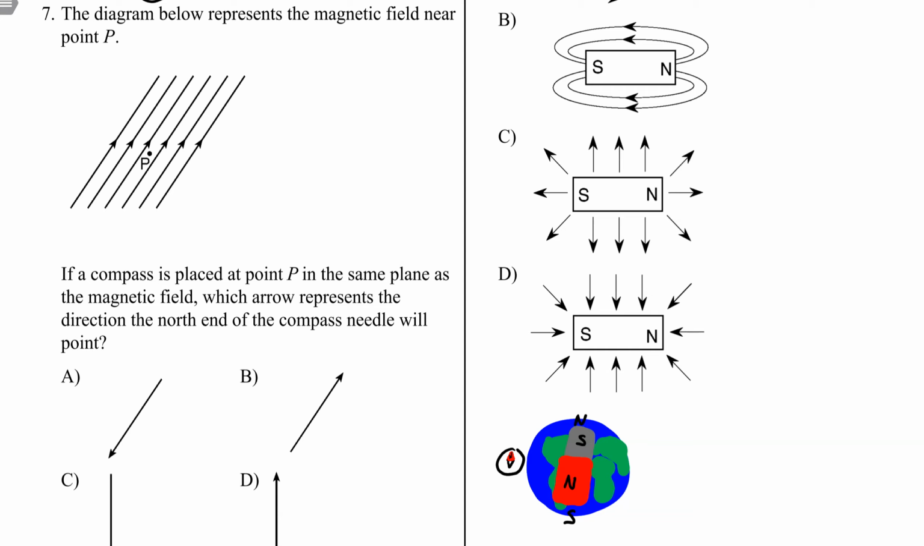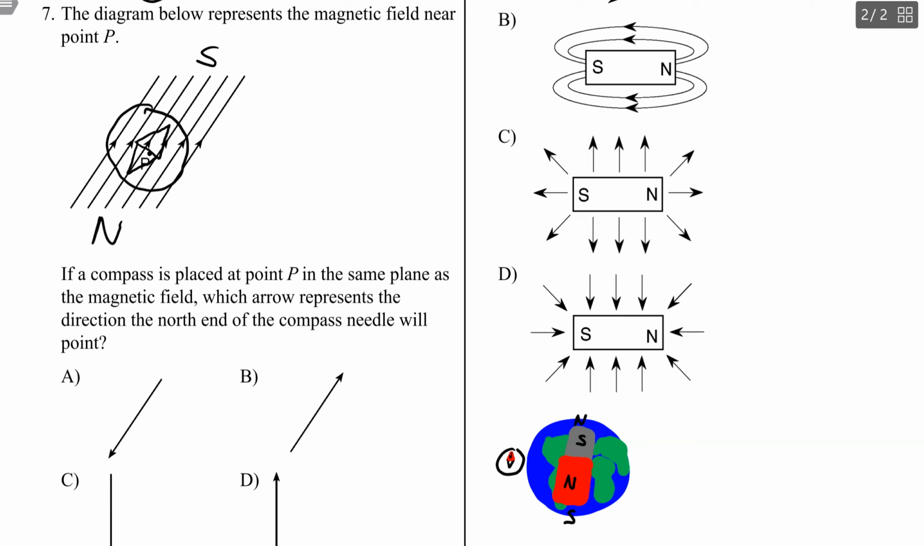It says the diagram below represents the magnetic field near point P. So here the field is going out of north and into south. So this is magnetic north, and this is the magnetic south field there. It says if a compass is placed at point P in the same plane as the magnetic field, which arrow best represents the direction the north end of the compass needle will point? So here's our compass. Let me make it so point P is in the middle. All right. And we know it's going to align itself, but which direction is the north end going to point?